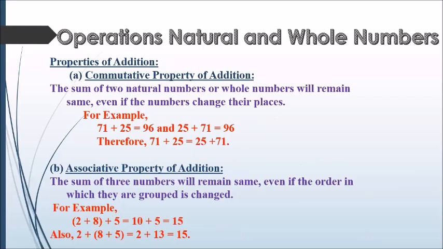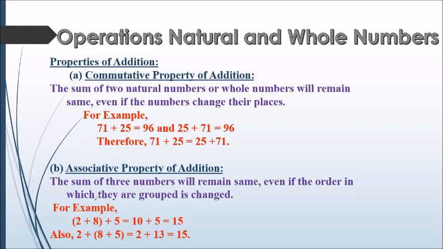Associative property of addition means that when you are making groups of numbers, what do you mean by making groups? You are putting the numbers in brackets. Okay. Now, if you are adding three or more numbers, suppose we are adding 2, 8, and 5 in this example. First, I am making a group of 2 and 8, okay? Here you can see class. First, I made this group of 2 and 8, and then I am adding 5 to it, okay?